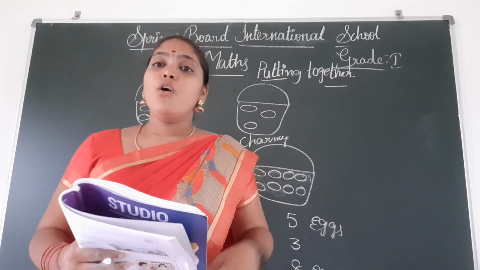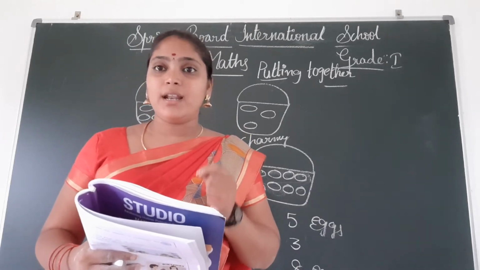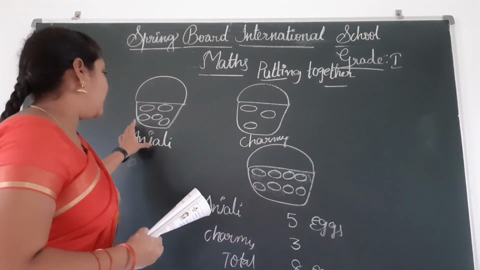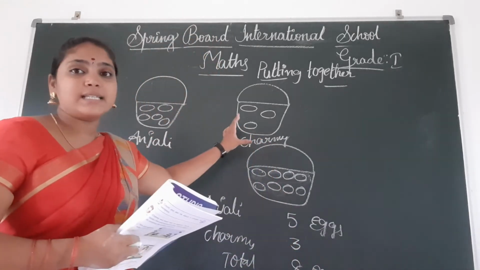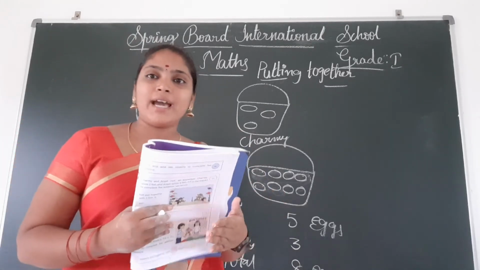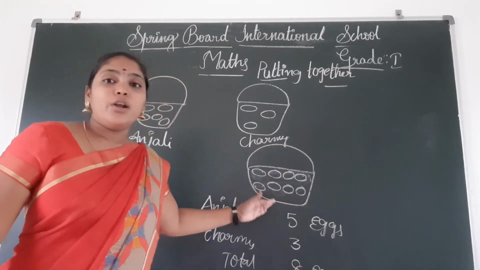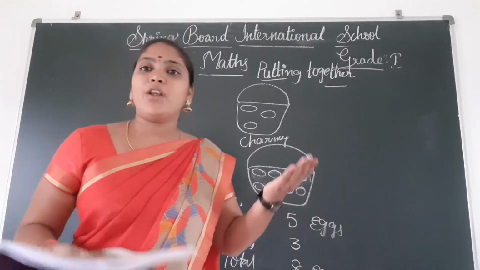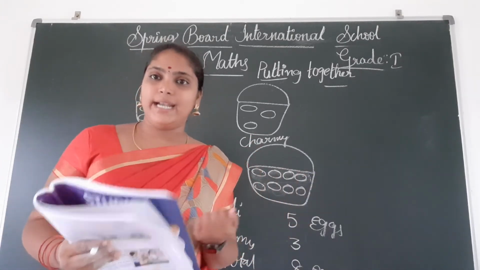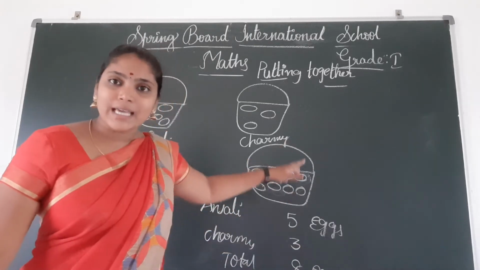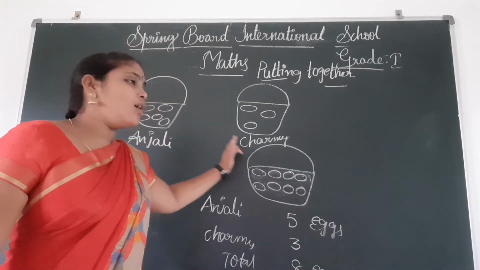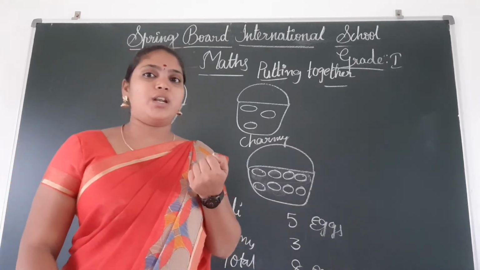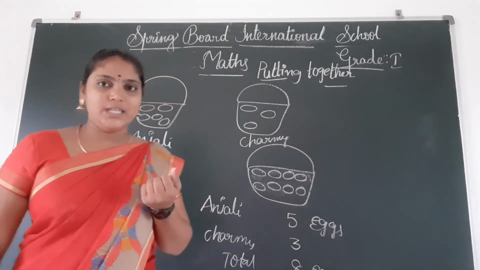Okay children, what is the meaning of addition? Addition means putting together. So here the eggs are given in different baskets. We put all the eggs in one basket. Now we get the total number of eggs. So the total number of eggs, this is called addition. So how do we get the answer here? We put all the eggs in one basket to get the total. So this is called addition.